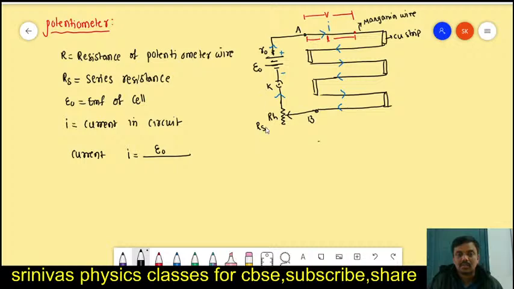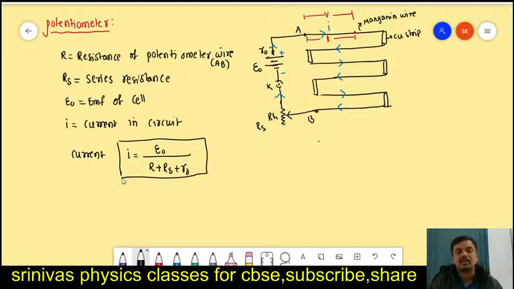So the rheostat resistance is RS, the internal resistance is R0, and the resistance of the potentiometer wire AB is R. Its length is 10 meters. Then we write the total resistance as R plus RS plus R naught. It is the formula for the current in the potentiometer.